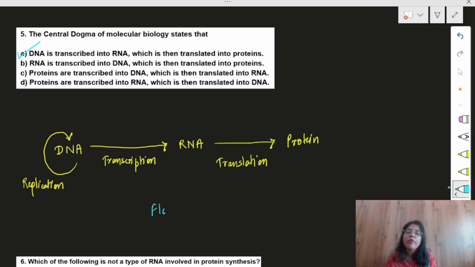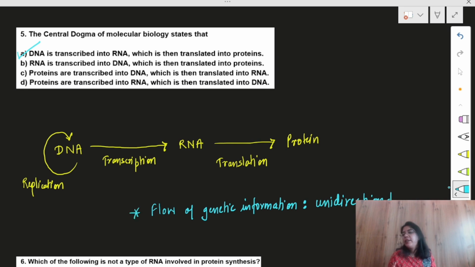The flow of genetic information is of which type here? Unidirectional. Can it ever change in living organisms? No, never. But is there any exception to this? Yes, it exists, but in viruses, which are not living. DNA is transcribed into RNA, which is then translated into protein.